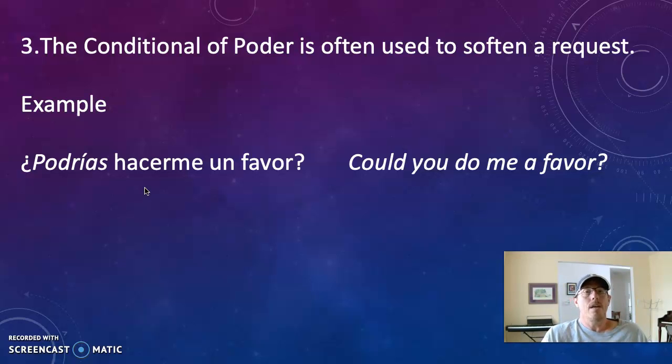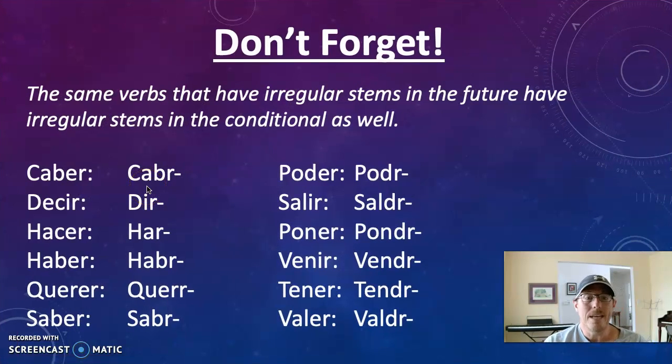Now, I keep talking about these irregulars, the future stems, the conditional stems that are a little different from all the regulars. Here they are. This is the big list of those right here. So for caber you have cabr, instead of decir you have dir, instead of hacer you have har, instead of haber you have habr, instead of querer you have querr, instead of saber you have sabr, instead of poder you have podr, and then moving on in the same order, saldr, pondr, vendr, tendr, and valdr.